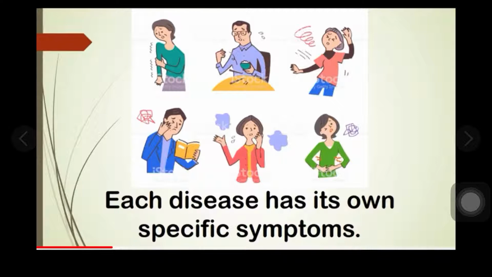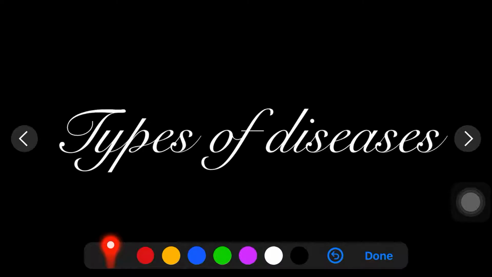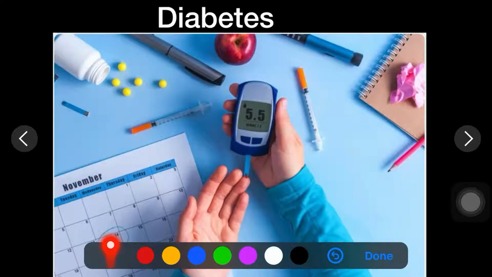Now, types of diseases. You must have heard the names of various diseases like diabetes. Diabetes is a group of diseases that result in too much sugar in the blood, that is high blood glucose. Student, there are 3 types of diabetes: type 2 diabetes, type 1 diabetes and pre-diabetes.